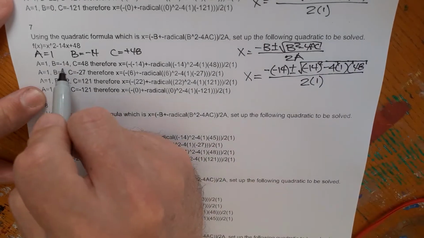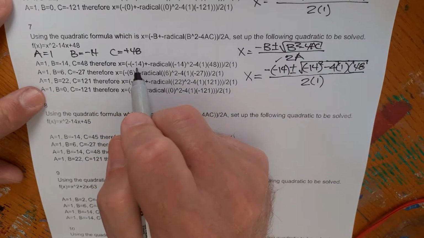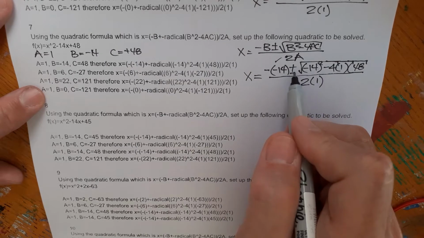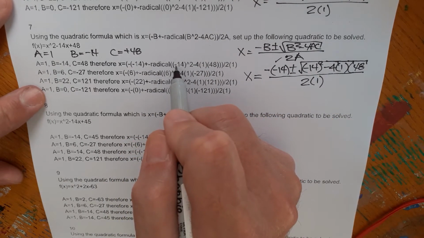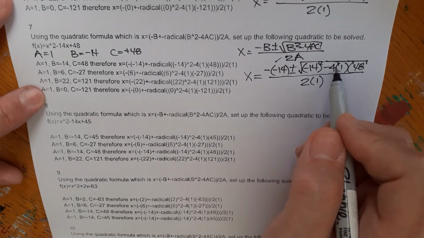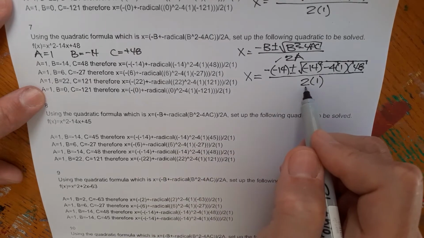All right, so here's what we got. Negative 14, good. Plus or minus, that goes in right here. Radical negative 14 squared, good. We have our negative still in the parentheses. Minus, that's in the formula, 4 times 1 times 48, divided by 2 times 1.